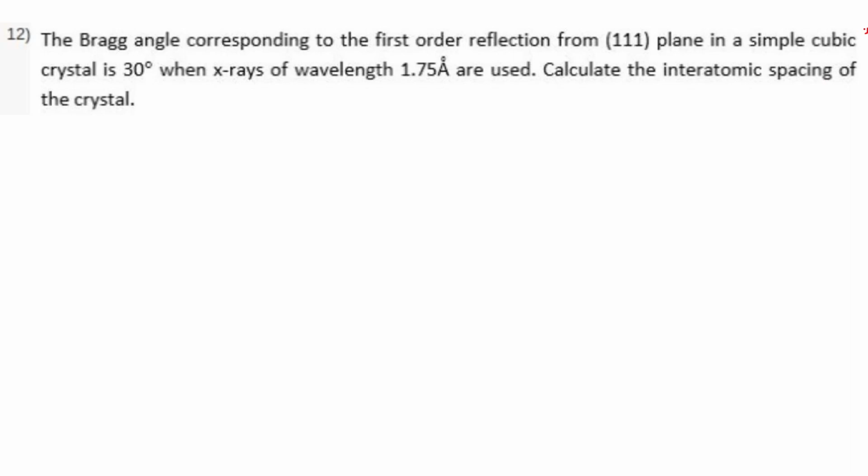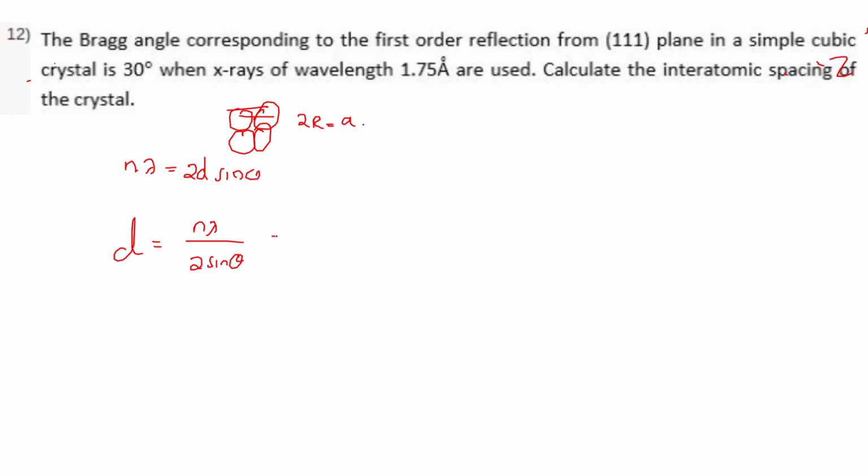Now here actually interatomic spacing we have to find. So it is like simple cubic, so the distance between two atoms, 2r, will be a. Now Bragg's law, we know that n lambda is equal to 2d sine theta. From there, d is equal to n lambda by 2 sine theta. Substitute the values: 1 into 1.75 divided by 2 into sine 30 degrees. So it will be 1.75 angstrom.